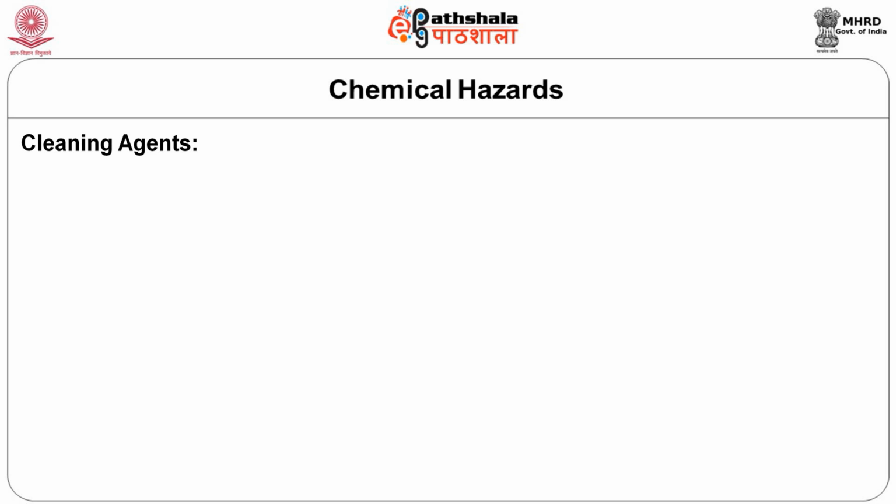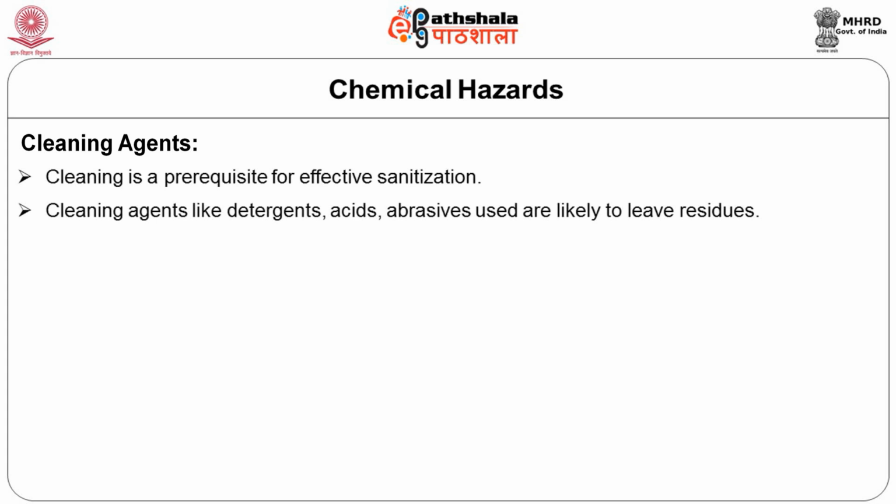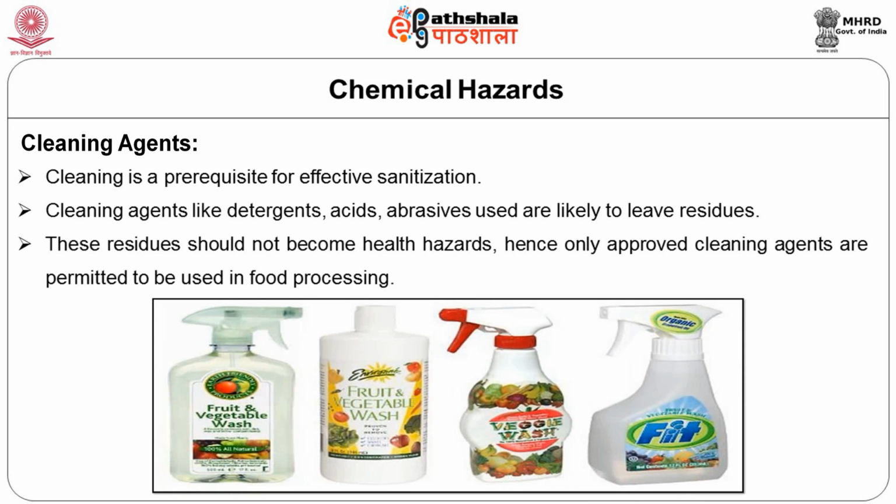The other hazard used in the industry is cleaning agents. Cleaning is a prerequisite for effective sanitization. Organic matter from food residues such as oils, grease, and protein needs to be removed from the premises, machinery, or utensils for sanitization to take place. Even before you sanitize anything, it has to be cleaned up. So, after cleaning only can we do sanitization. For that purpose a lot of cleaning agents are used, like detergents, acids, and abrasives, which also leave residues. These residues should not become health hazards, hence only approved cleaning agents are permitted in food processing. That has to be checked before somebody uses them in the food industry.